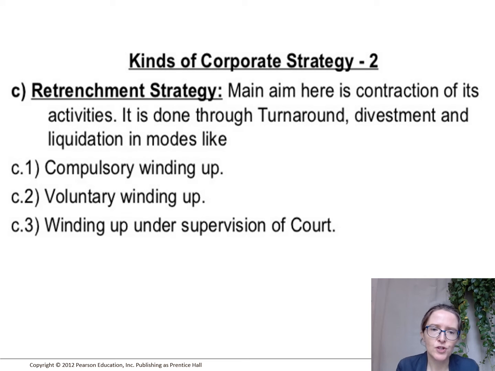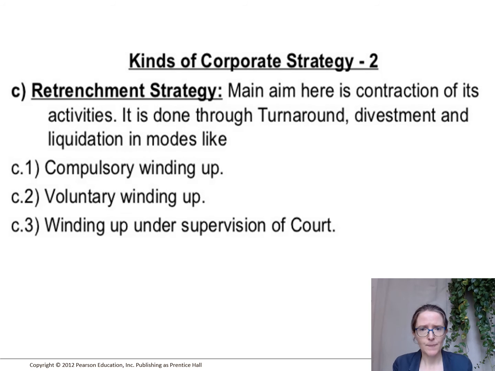Another type of corporate strategy is known as retrenchment strategy. The main aim here is contracting its activities, and that's done through things such as turnaround, divestment, and liquidation in modes such as winding up, either compulsory winding up of the organisation or voluntary winding up, or winding it up through supervision of court.